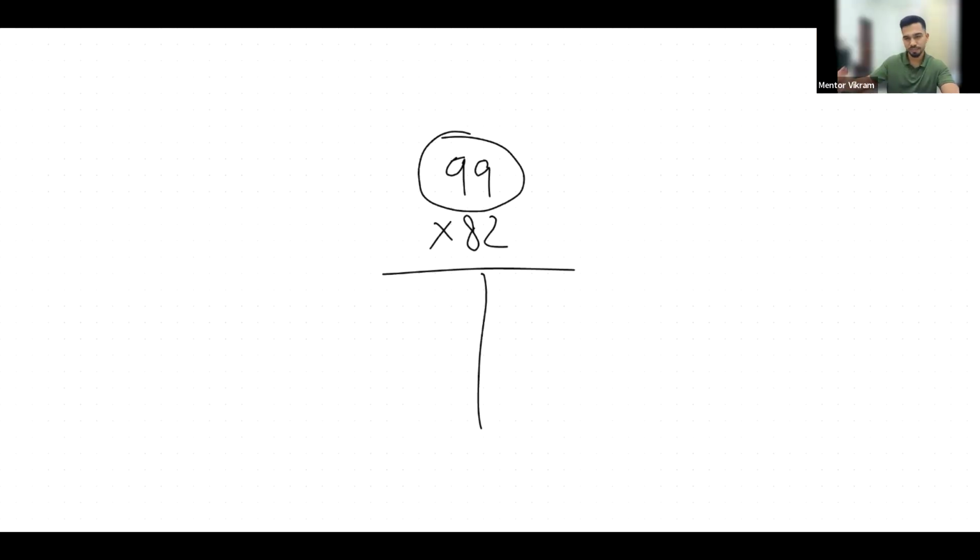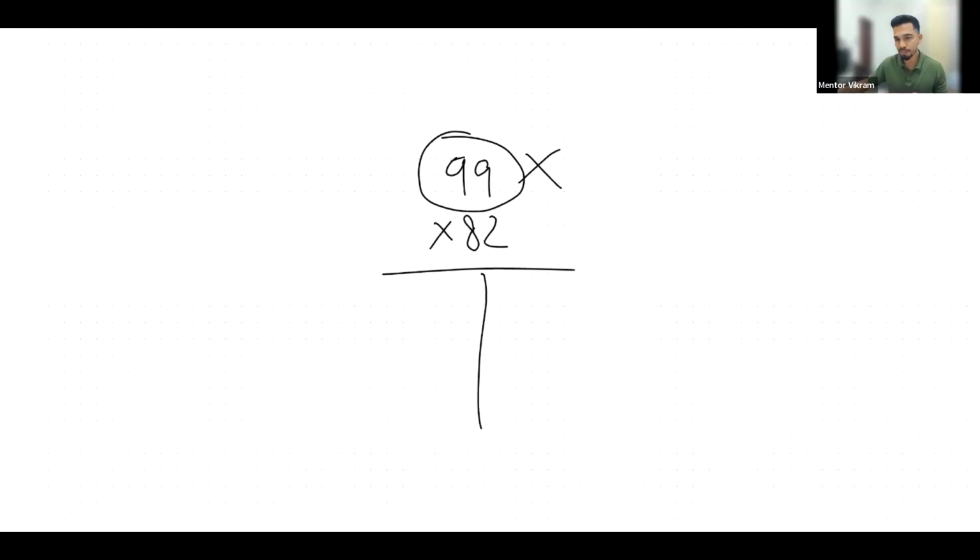So what you do is you ignore this number 99 completely. There's no need of 99 in any of our calculations. The only number we'll focus on is 82. First step is to divide the answer into two parts, starting from the right hand side. It's important that you remember that generally all the methods of Vedic mathematics start from the right hand side.